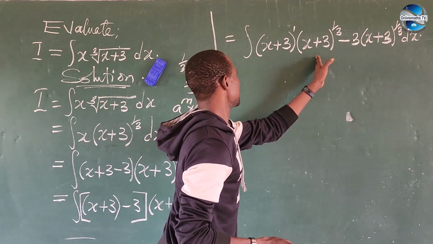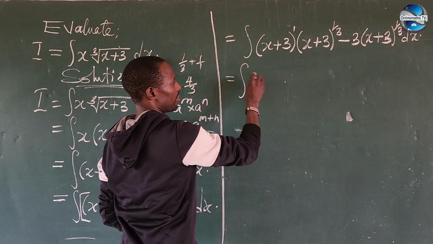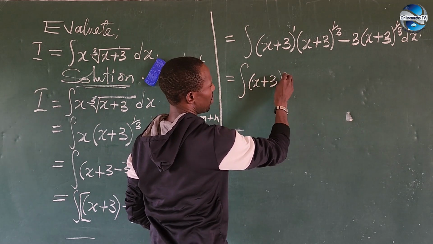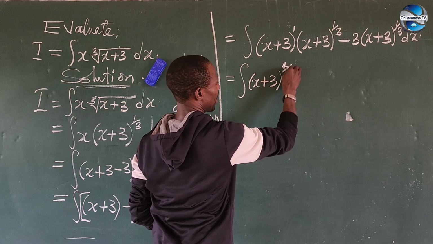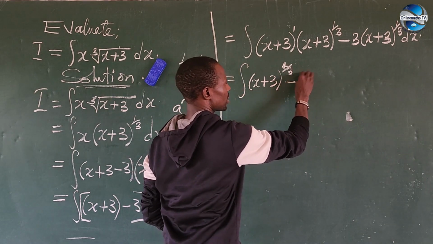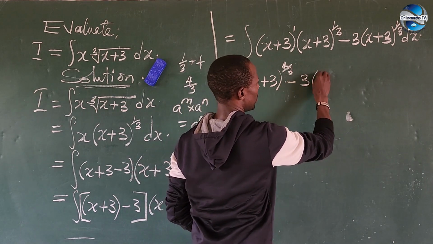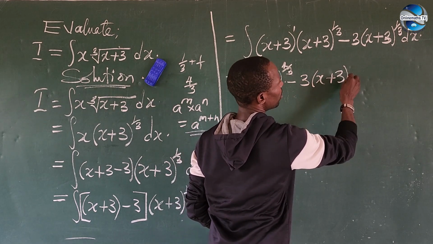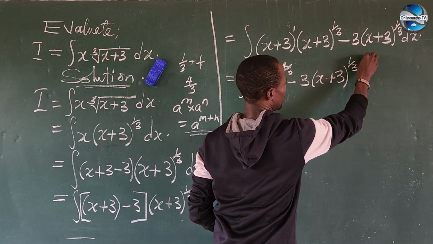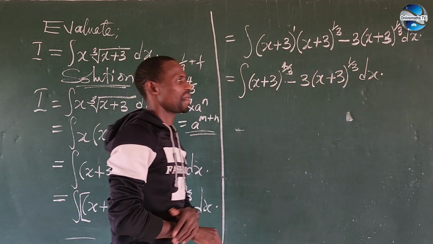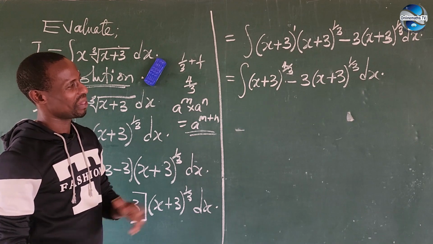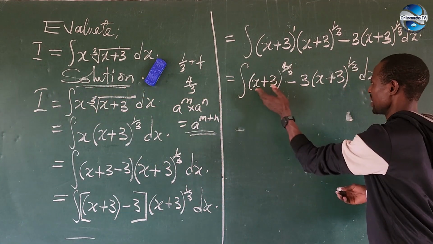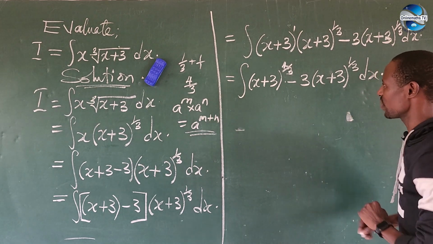So if we apply that here, we're going to have the integral of (x plus 3) all to the power of 4 over 3 minus 3 times (x plus 3) all to the power of 1 over 3, dx. Good. Let's bring in some quantity to represent what we have here. So let's do this crazy substitution.